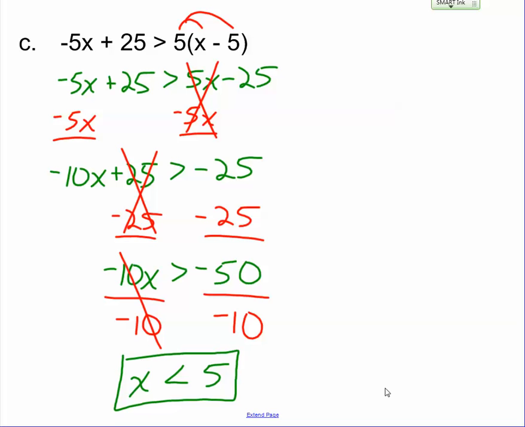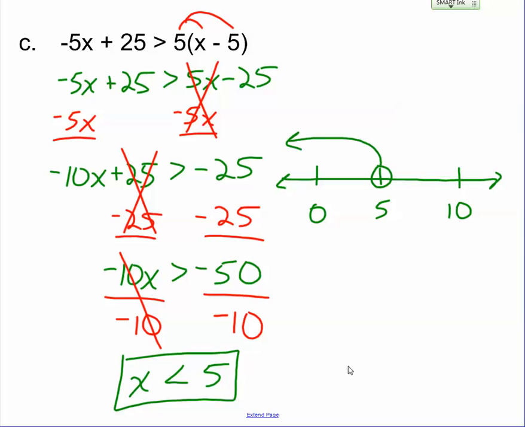X is less than 5. Negative 50 divided by negative 10 is 5. And notice I had to flip the inequality because I divided by a negative number. You only do it when you divide by a negative number. And here's my graph. I got an open dot at 5 because it's not or equal to, and then everything to the left. These are the numbers that are less than 5.